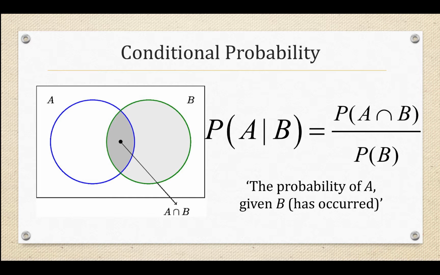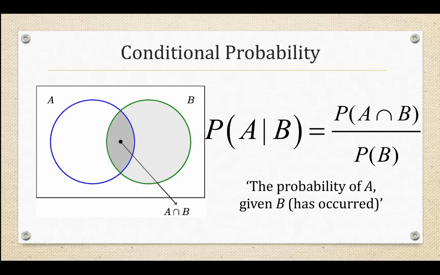So to find this probability, we put the probability of A and B, which is this dark grey section in the intersection, over the probability of B. We don't have to worry about anything in the white sections because they definitely have not occurred. We have been told given B has occurred.